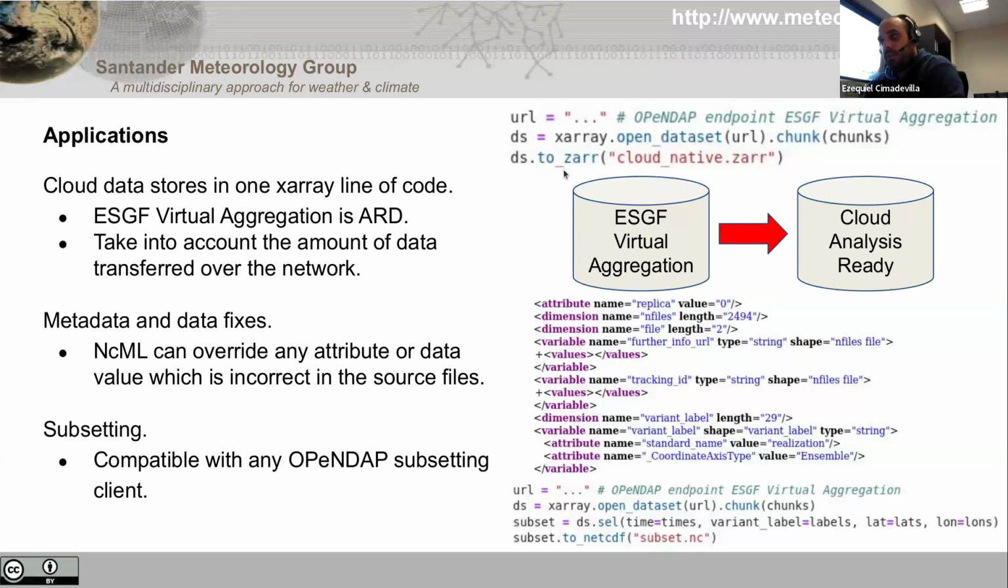And I only have to invoke this function in order to create a Zarr version of the dataset. Now, it's important to take into account that because OPeNDAP uncompresses the data before sending it through the network, the amount of data that is going to travel here can be very large.